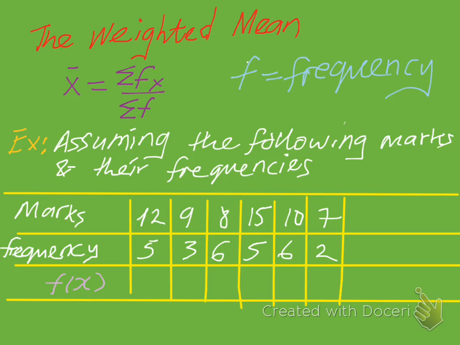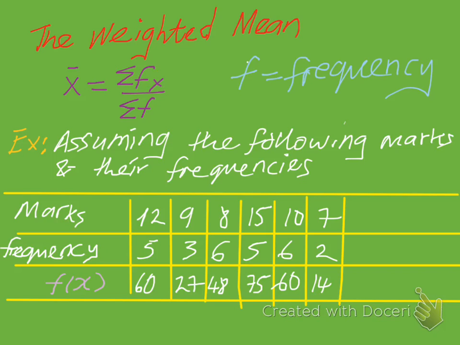So 12 times 5, mark times frequency, will give 60. 9 times 3, 27. 8 times 6, 48. 5 times 15, or 15 times 5, 75. 10 times 6, 60. 7 times 2, 14.